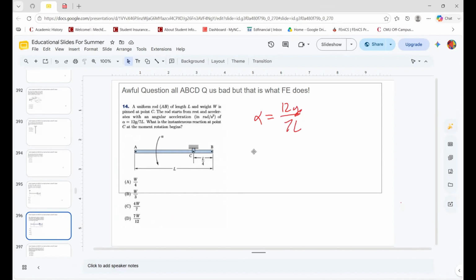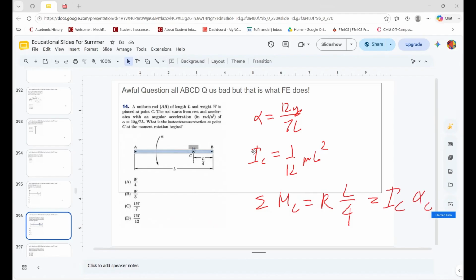I hope there's no question like this. This is kind of a little bit off. So we need to figure out the g. I think we need I_C, which is basically 1 divided by 12 mL squared. And then we need to use the summation of moments at reaction C. So summation of M_C equals R_C times L divided by 4 equals I_C, and then there's alpha C. Alpha C is universal, as you know.